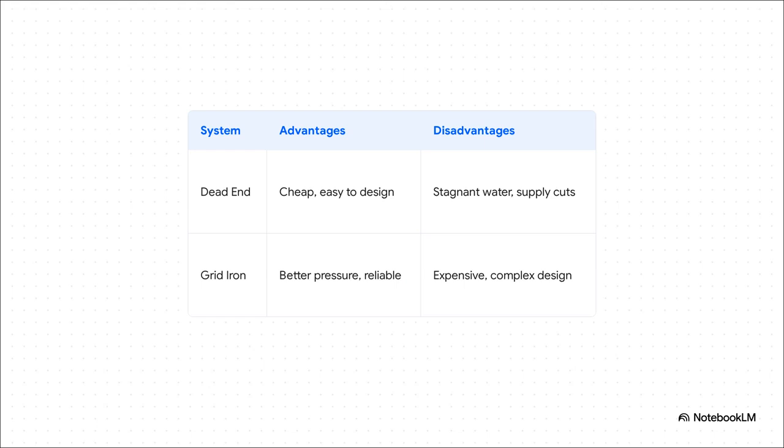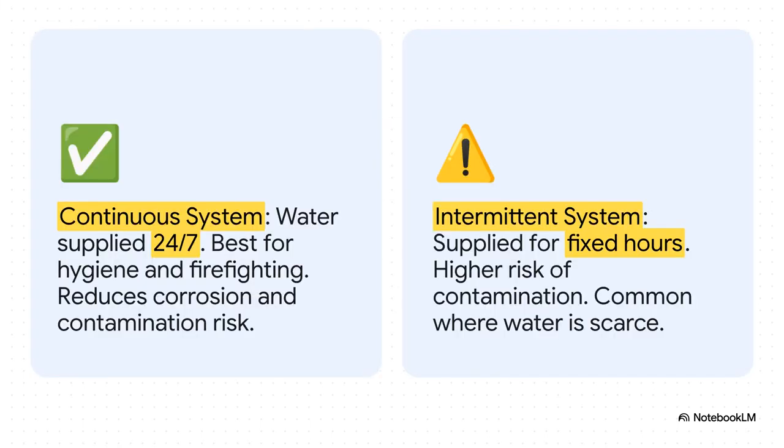For your exam, pay close attention to the columns. The big problems with the dead-end system: stagnant water, and if a pipe breaks, everyone downstream loses water. The big wins for the gridiron system: better water quality and much more reliability during repairs or fires. Know those points cold.